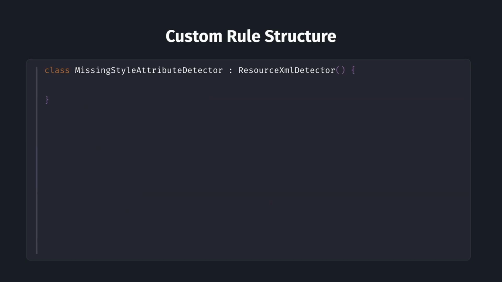If you're looking at an XML file, you would be worried about the XML tags that you're using. What are the attributes being used? What are the values for those attributes? But if you look at a Java file, you're not worried about any of that. You're worried about the kind of variables being used, what are the methods being called, what are the parameters to the methods, such things. And that's why we need all these different kinds of detectors. Here we're using resource XML detector because we wanted to apply on XML files inside the resources directory.